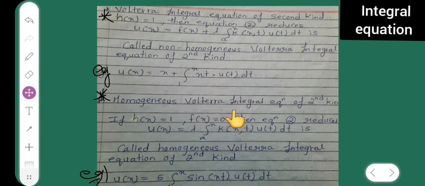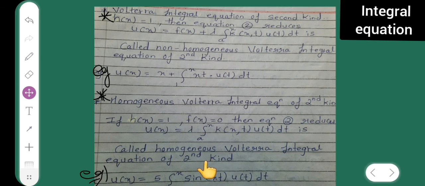Next is homogeneous Volterra integral equation of second kind. If h of x is equal to 1 and f of x is equal to 0, what will happen? The equation 2 reduces to u of x is equal to lambda integral from a to x k of x comma t u of t dt, which is called homogeneous Volterra integral equation of second kind.